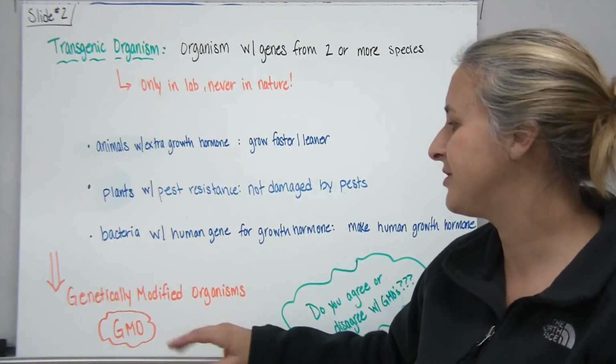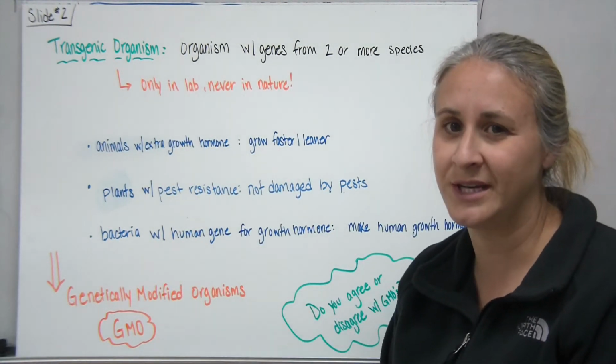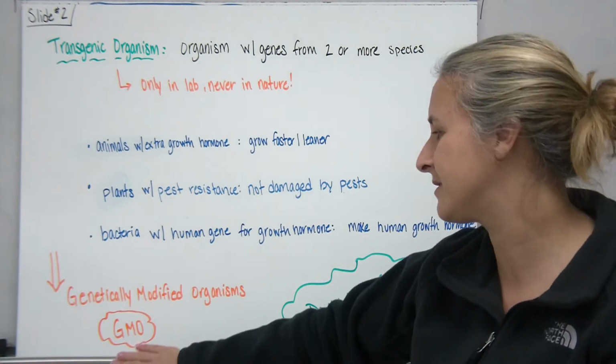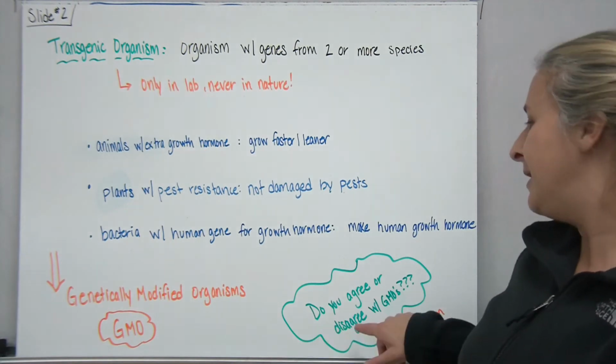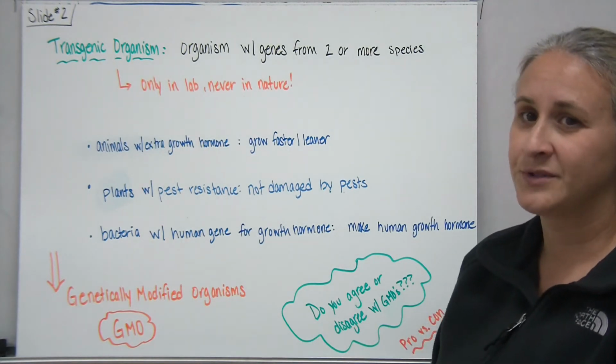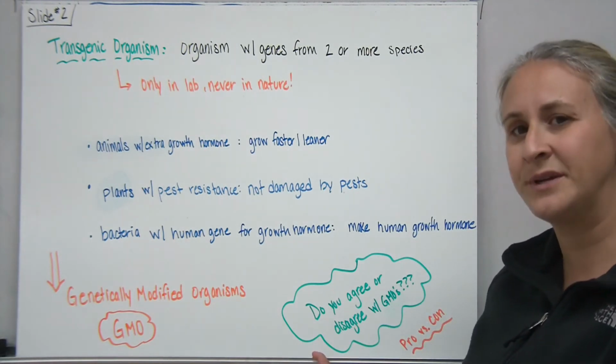In all cases of transgenic organisms, we would call these genetically modified organisms. A lot of times they're abbreviated as GMOs. A couple of things to think about with GMOs. Do you agree or disagree with them?